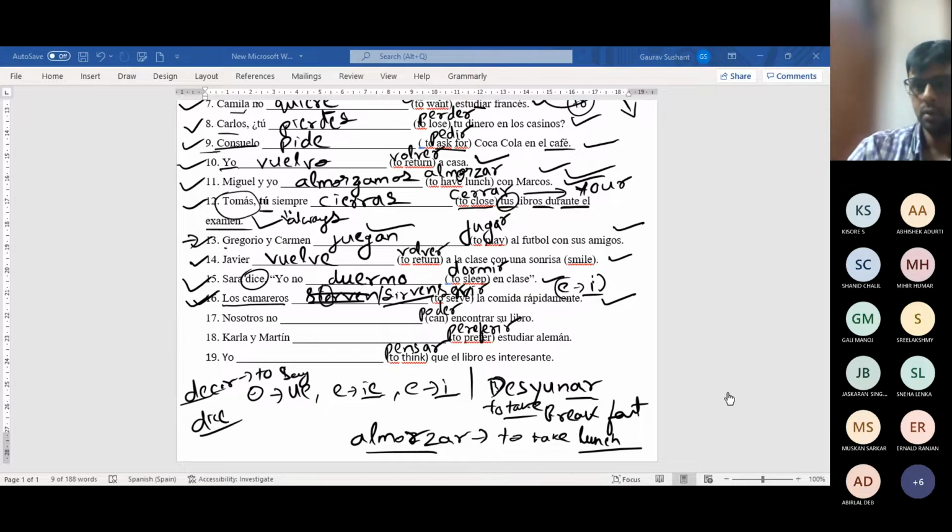Number 17, Sri Lakshmi, are you there? Yes, sir. Tell me number 17. Nosotros no podemos encontrar su libro. Very good. Encontrar is to find. So can you tell me the meaning of this sentence also? Sir, we cannot find our book. His book or her book or their book. It could be anything. Okay. Number 18, Carla and Martin. So the verb is again preferir. So Meena, can you try this one?